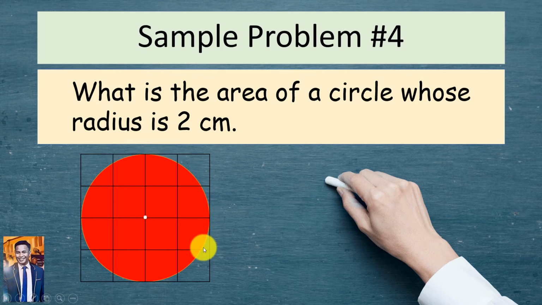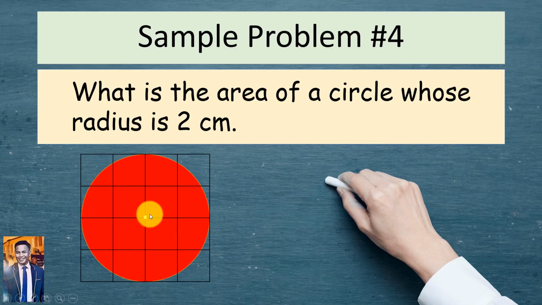Okay, so ito yung circle natin. Okay, from the center to one of the points on the circle. So yan yung ating radius. So mas madali kung ito na lang yung susundan natin. Ayan o, 1, 2. Okay, same as to dito. 1, 2. Okay, 1, 2.